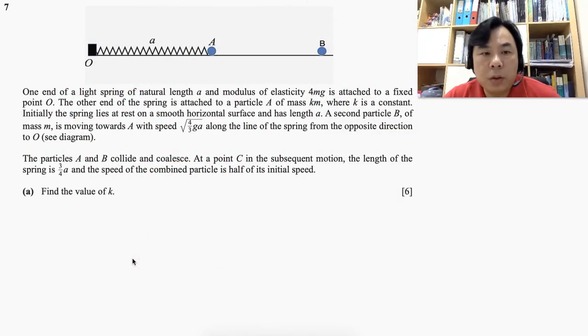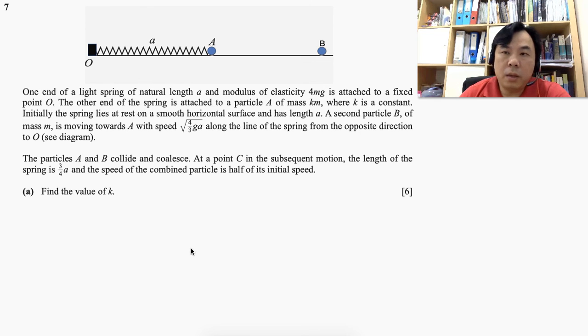All right, our last question today, section A. This is a spring mass system. Now one end of a light spring of natural length a and modulus of elasticity 4mg is attached to a fixed point O there, according to the diagram. Now the other end of the spring is attached to a particle A having a mass km, where k is a constant. Initially, the particle lies at rest on a smooth horizontal surface and the spring has length a.